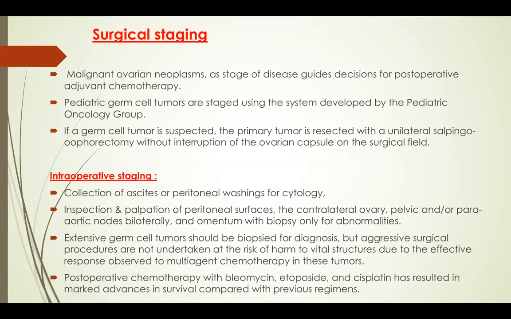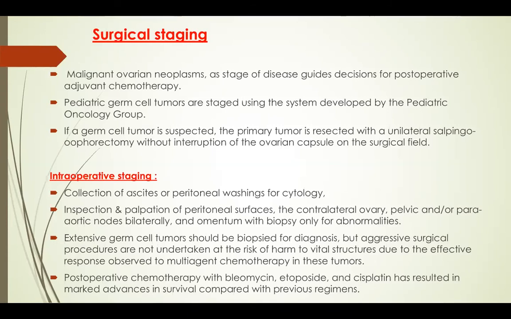Pediatric germ cell tumors are staged using the system developed by the Pediatric Oncology Group. We'll see this after a while. If a germ cell tumor is suspected, the primary tumor is resected with unilateral salpingo-oophorectomy without interruption of the ovarian capsule in the surgical field, because this will upgrade the stage. So if after all the investigations and the look of the tumor it is malignant, you do unilateral salpingo-oophorectomy.